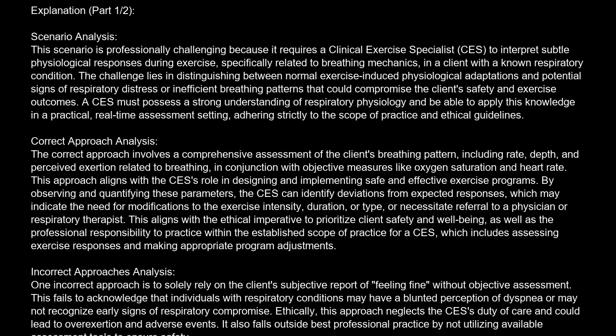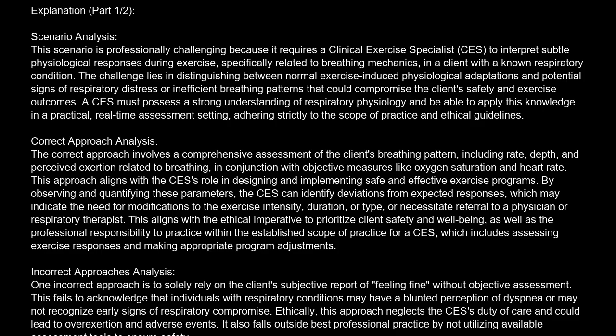Incorrect approaches analysis. One incorrect approach is to solely rely on the client's subjective report of feeling fine without objective assessment. This fails to acknowledge that individuals with respiratory conditions may have a blunted perception of dyspnea or may not recognize early signs of respiratory compromise. Ethically, this approach neglects the CES's duty of care and could lead to overexertion and adverse events. It also falls outside best professional practice by not utilizing available assessment tools to ensure safety.